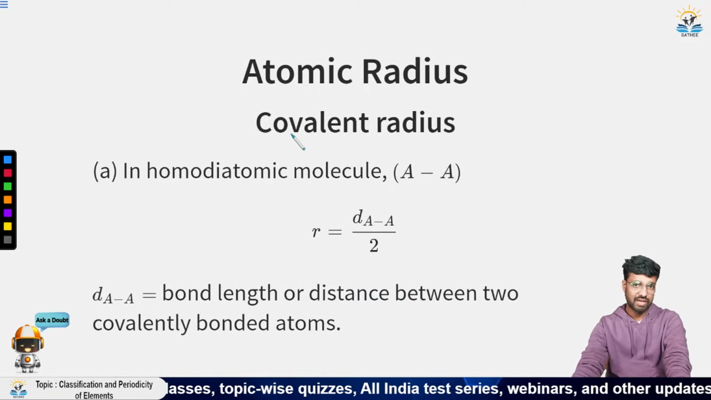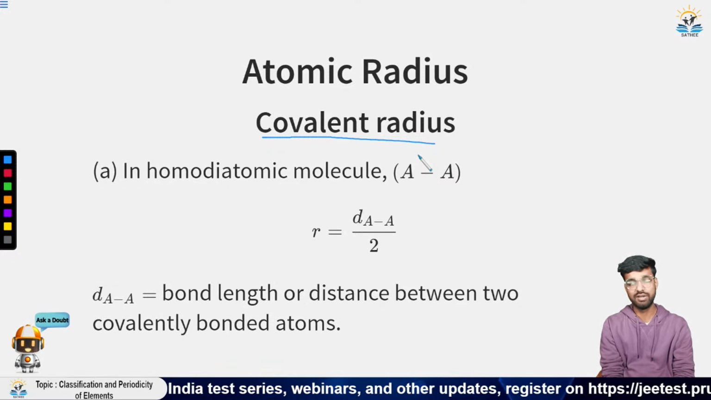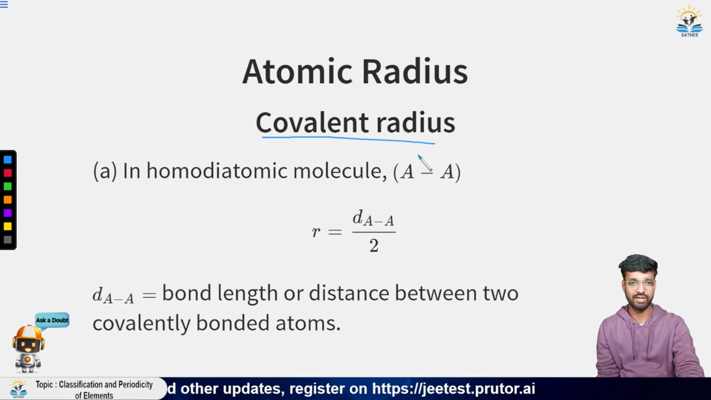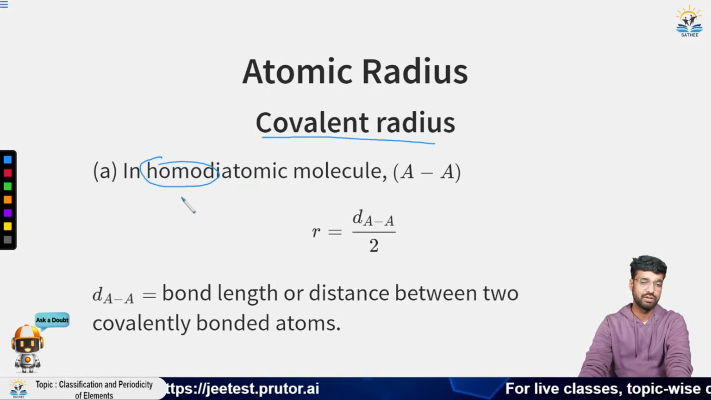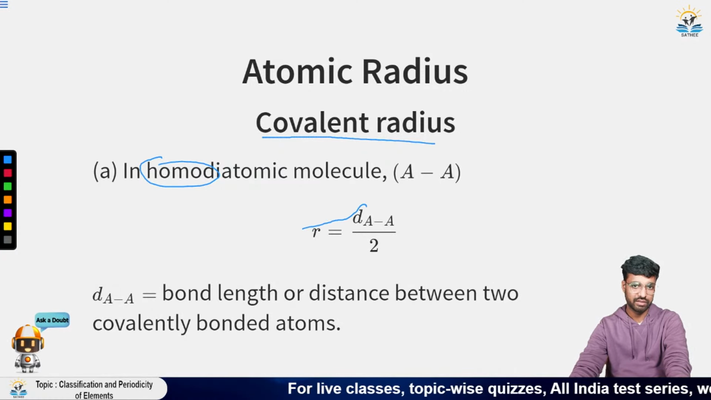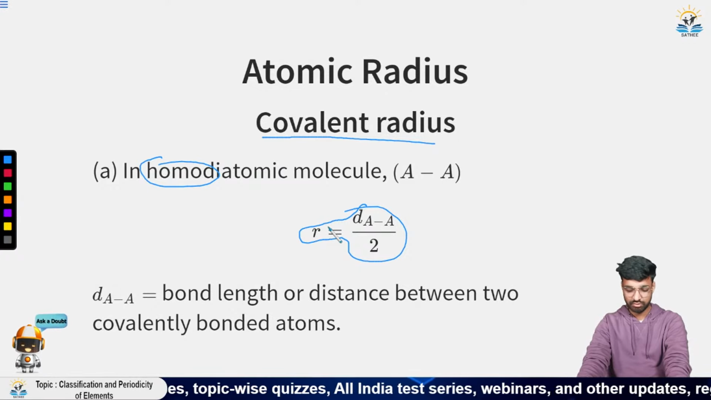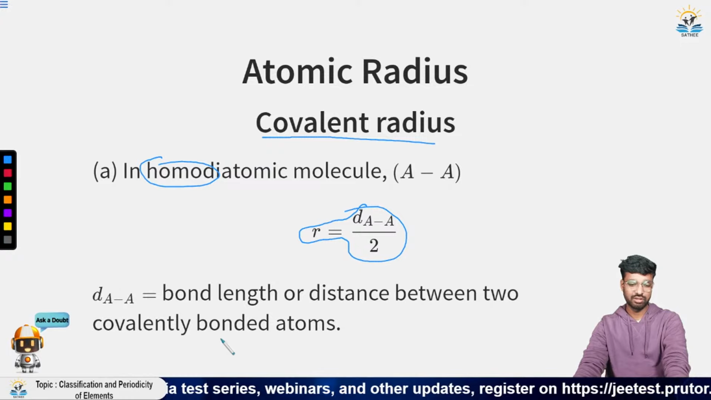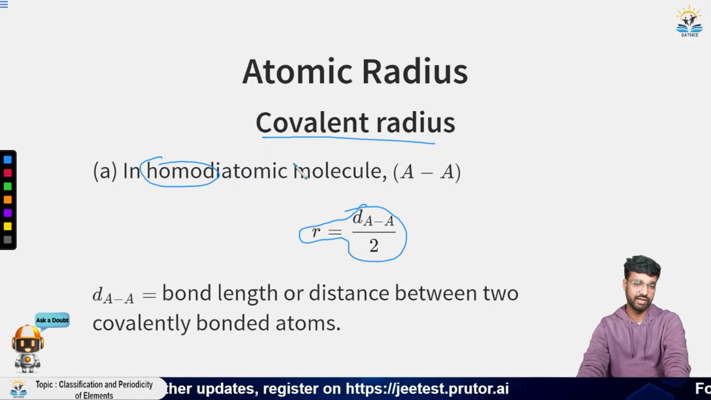Now let us move to some kinds of atomic radius. The first one we have here is the covalent radius. So what is covalent radius? Suppose you have a homodiatomic molecule like a nitrogen or hydrogen molecule. If you consider the distance between their centers, then half of it is called the covalent radius. We'll see this pictorially through a schematic diagram, but for now you can consider it as the bond length between the two covalently bonded atoms divided by 2. That is the covalent radius.